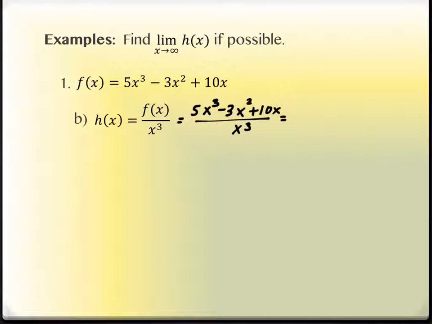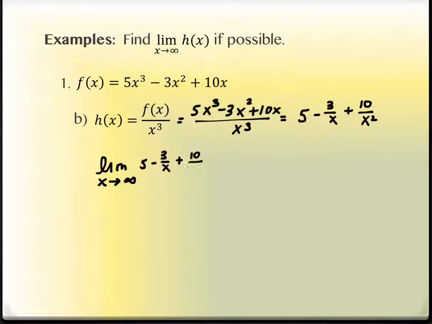So when I do 5x cubed divided by x cubed, that gives me 5. If I do 3x squared divided by x cubed, that gives me 3 over x. And if I do 10x divided by x cubed, that gives me 10 over x squared. So this is my new function. And I want the limit as x approaches infinity of 5 minus 3 over x plus 10 over x squared.